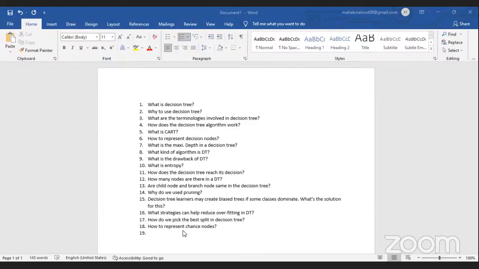There is one more question I ask you about these shapes: decision nodes. Decision nodes are represented by squares. We represent decision nodes in squares and chance nodes in circles. You should be pretty clear about the shapes we use for representing the nodes, because they might be confusing sometimes, like which shape to use for which node. So this should be pretty clear.